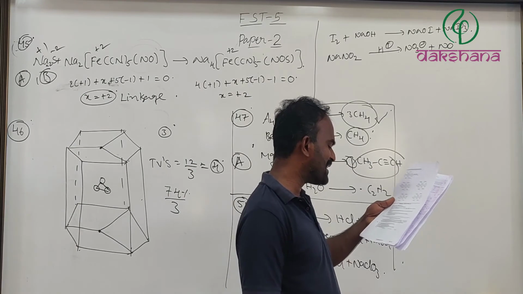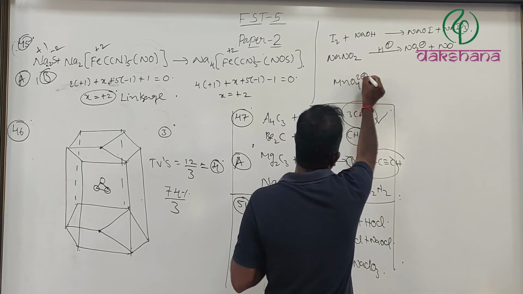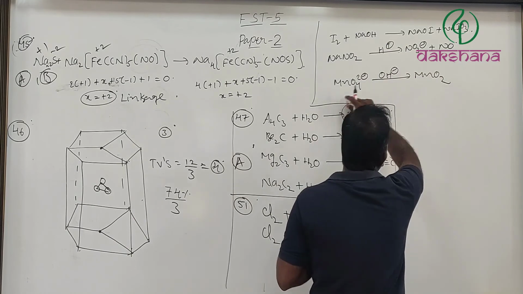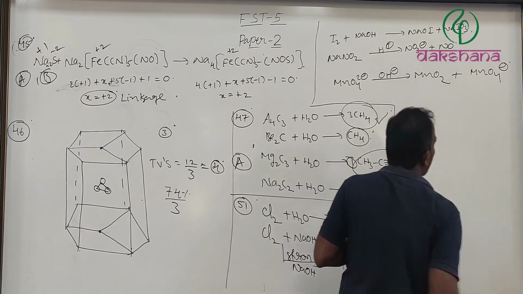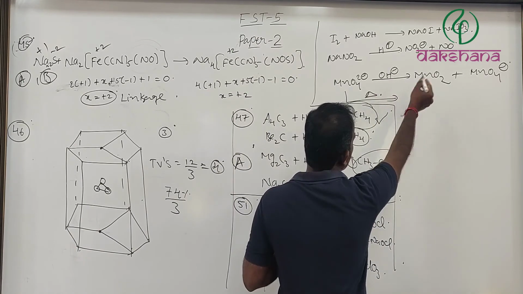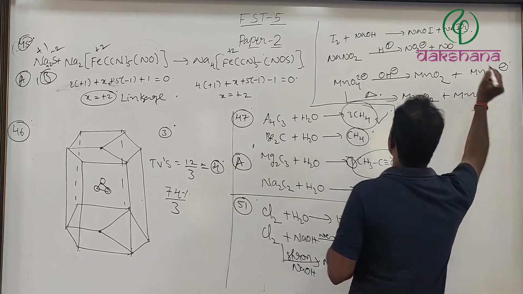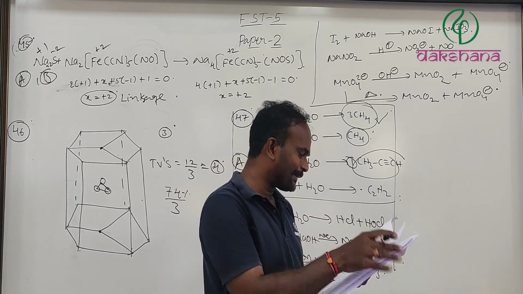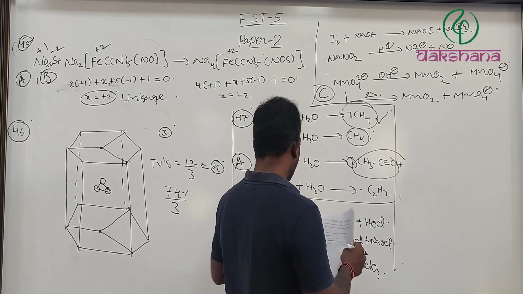K2MnO4 disproportionates in acidic as well as in neutral medium. K2MnO4 means MnO4 2-. MnO4 2- in strong basic medium can be converted to MnO2, green color converted to black, as well as MnO4-, whose aqueous solution is pink. Even just by heating, the same reaction can take place, giving MnO2 plus MnO4-. Therefore, 1, 2, 3, 4 are all correct. 51 option C.